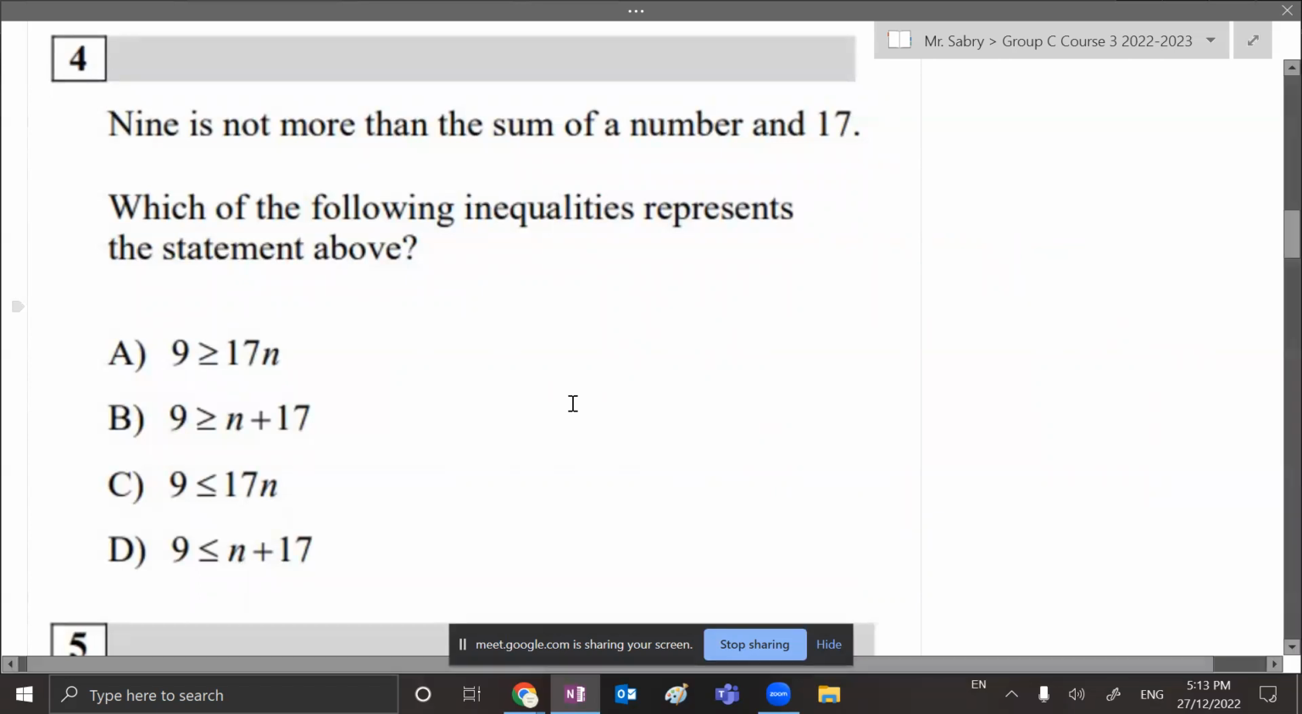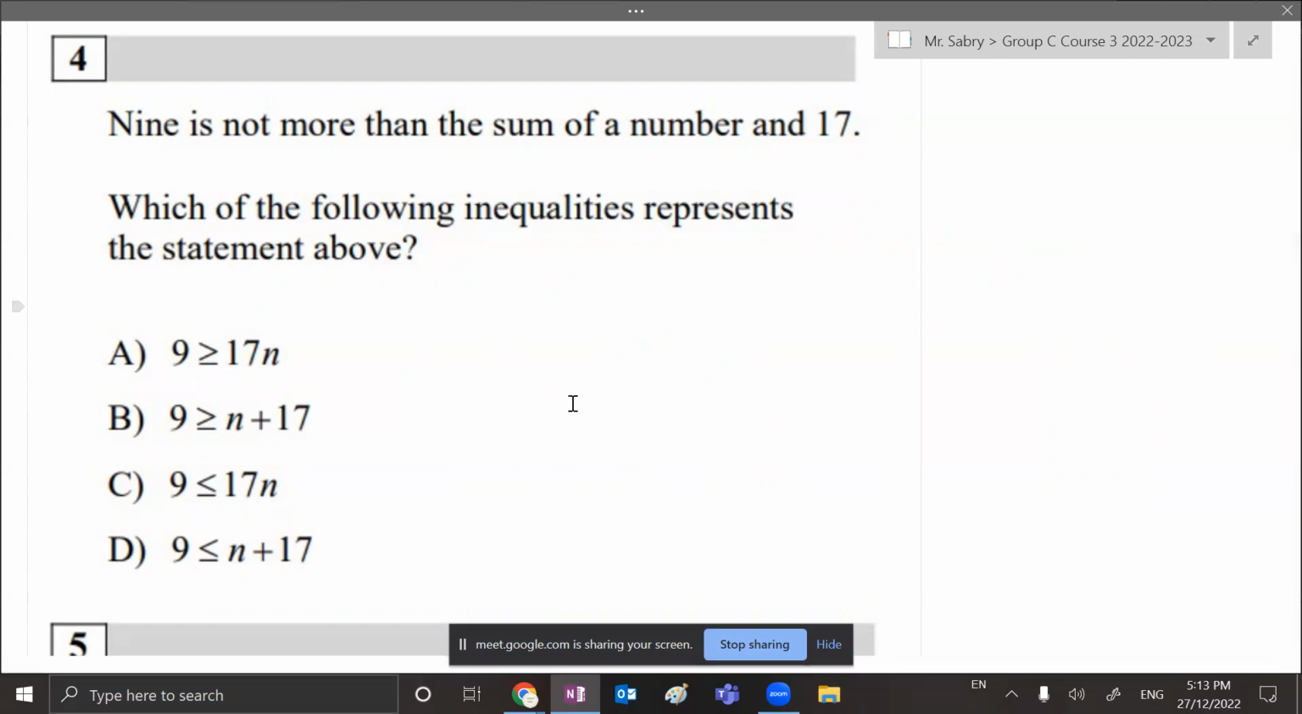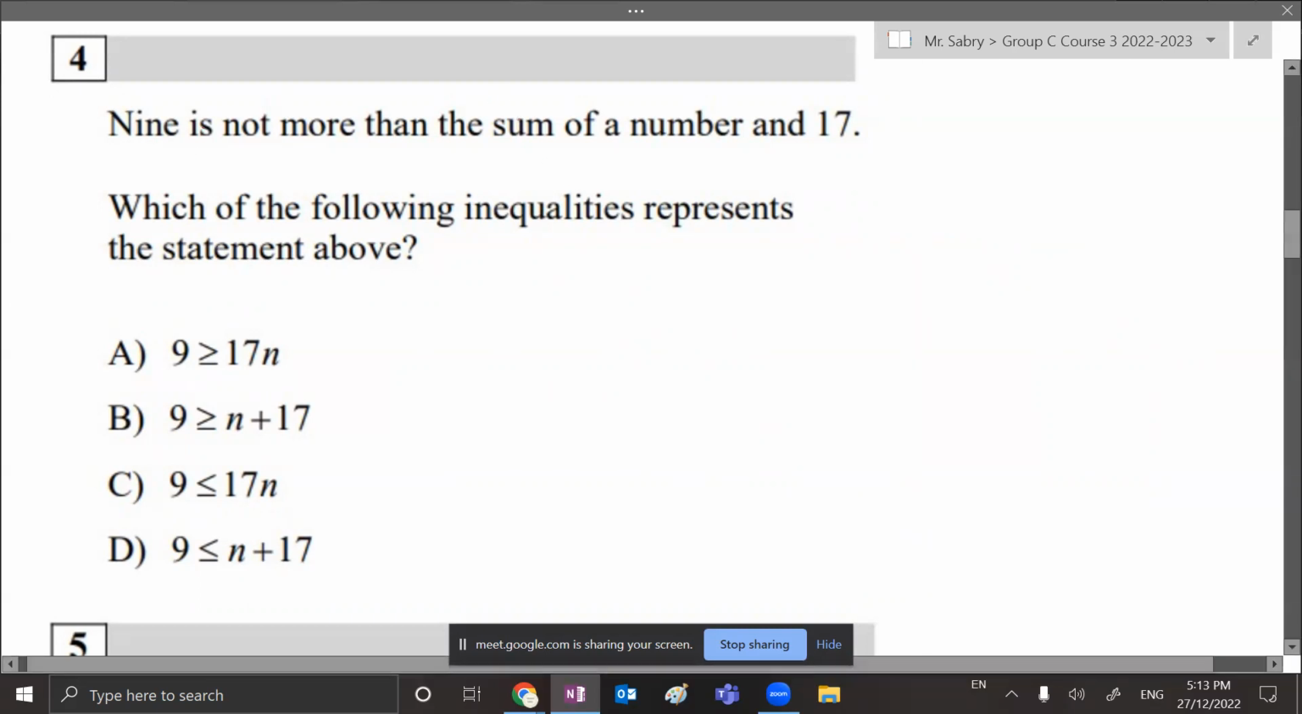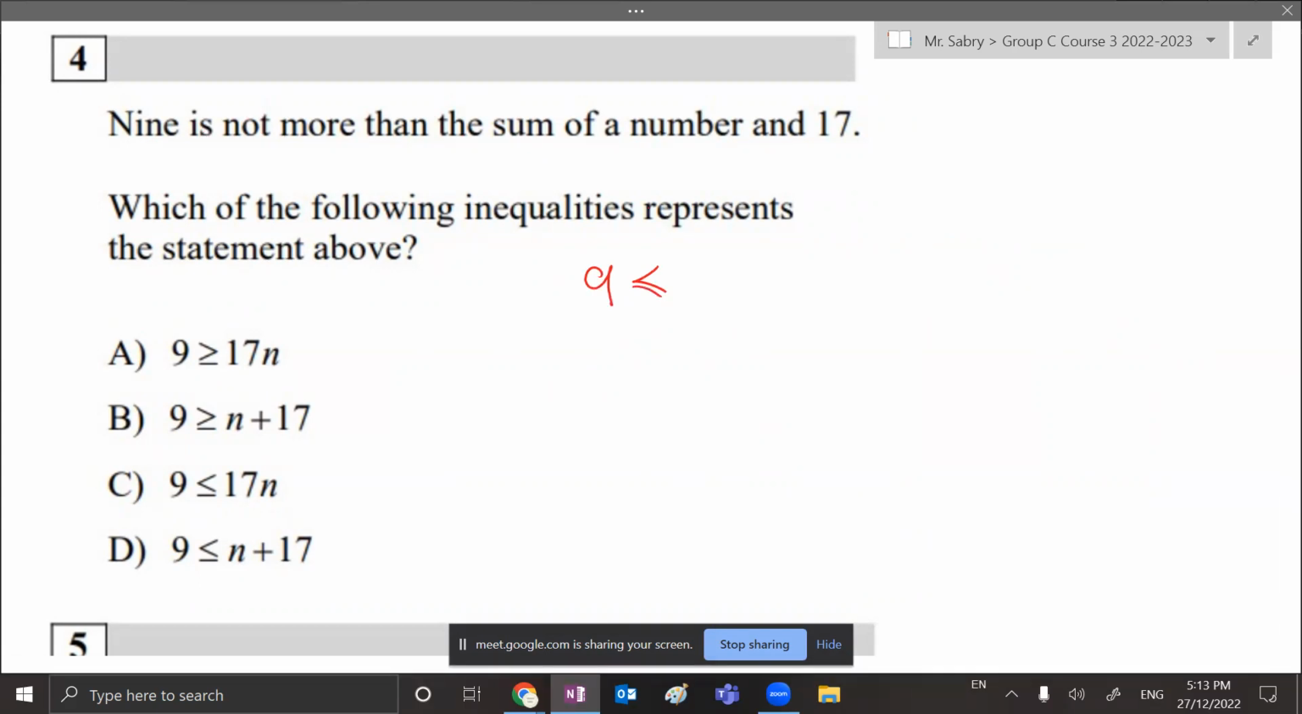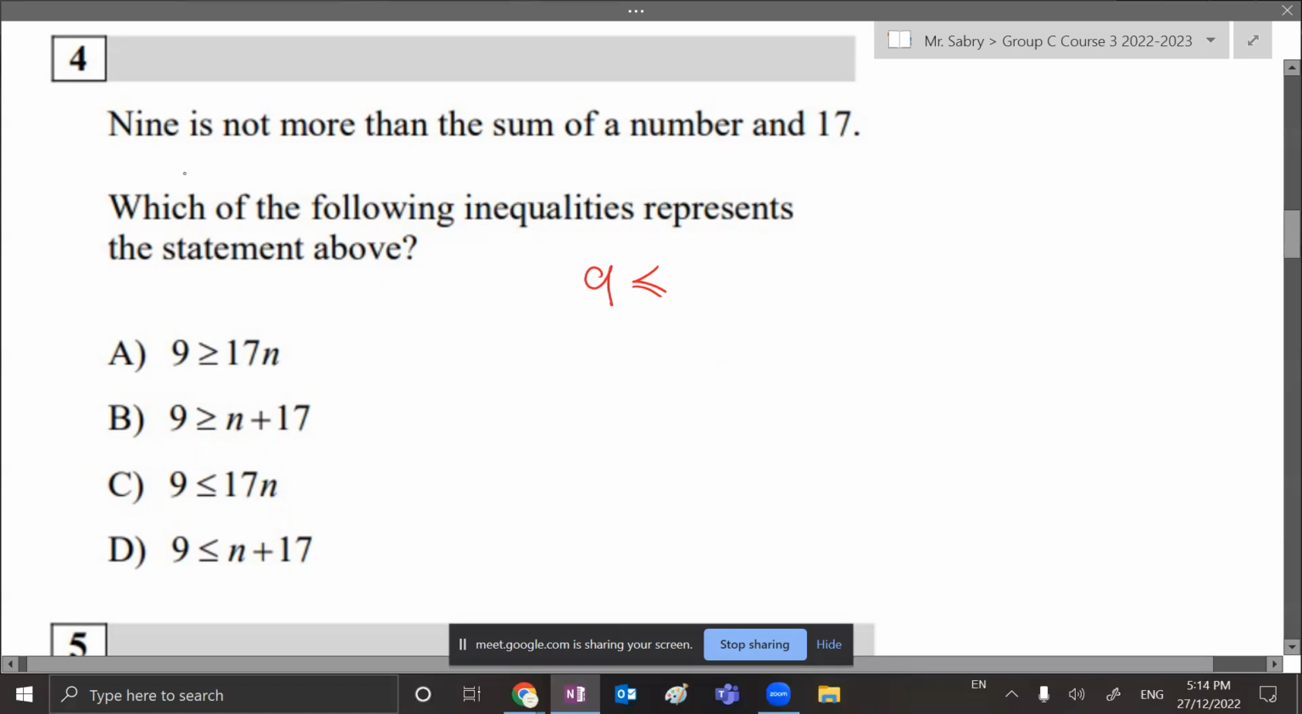طيب now let's check number 4. بيقول لي 9 is not more than the sum of a number and x and 17 sorry. So 9 is not more than يعني less than or equal, because لو أنا بقول لك you can't spend not more than 100, so your maximum is actually the 100 itself. You're supposed to be spending 100 or less. So if I say 9 is not more than something, the 9 itself is less than or equals to something.